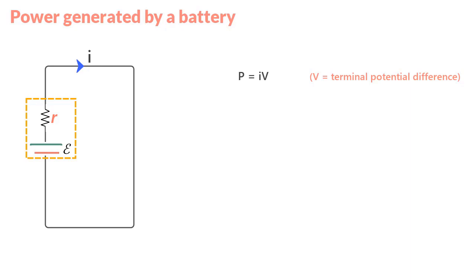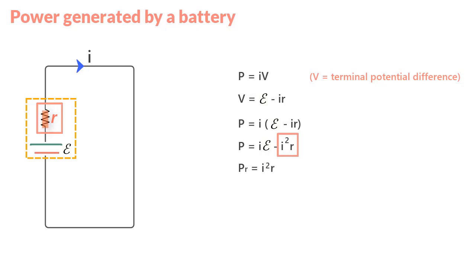And we also know that the terminal potential difference is the EMF value less the potential drop across the internal resistance of the battery. So if we substitute the value of V in this equation, what we get is P is equal to I times (EMF minus Ir), which equals I times EMF minus I square r, that is small r. Now we can see that this term is the rate of thermal energy dissipation in the internal resistance r, or if we term this energy dissipation as P_r, it equals I square r.